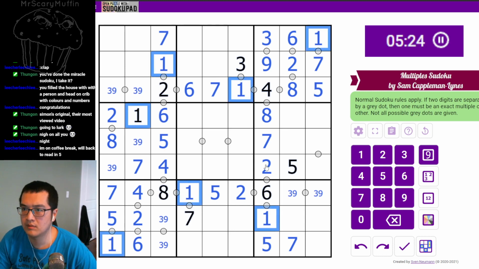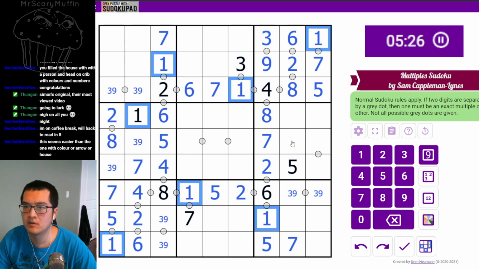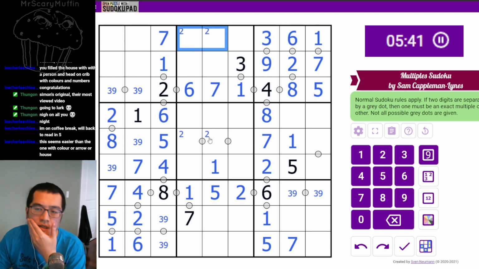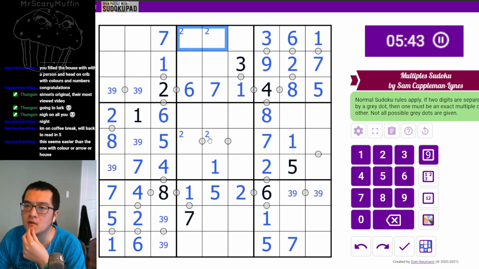Okay, what do we got? Got a floating 1s. 1s are done. One of these is a 2. One of these is a 2. 2's gotta be paired with 1, 4, and 6. Feeling 2 is gonna be in there.